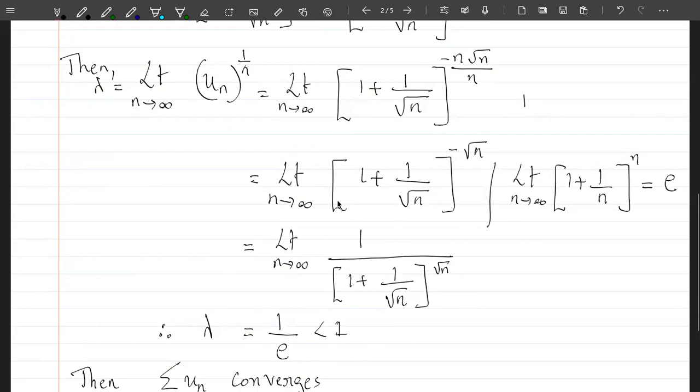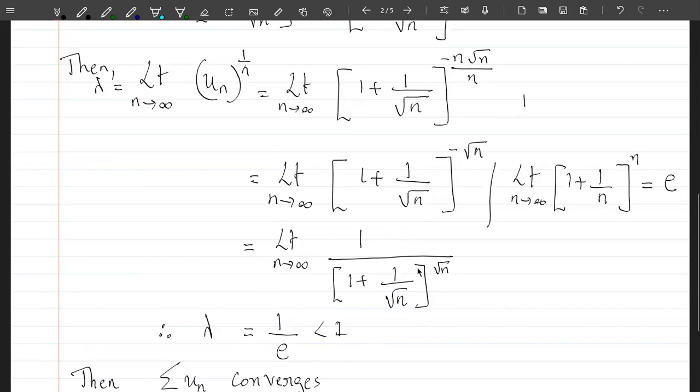So please note what I have done is I have rewritten this limit as limit n tending to infinity 1 plus 1 by root n to the power minus root n becomes limit n tending to infinity 1 plus 1 by root n whole power root n.